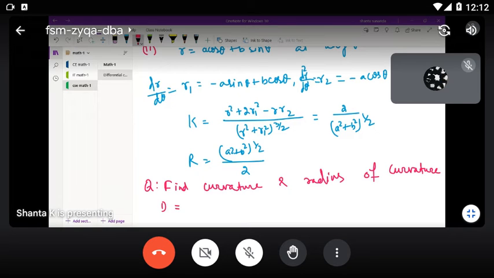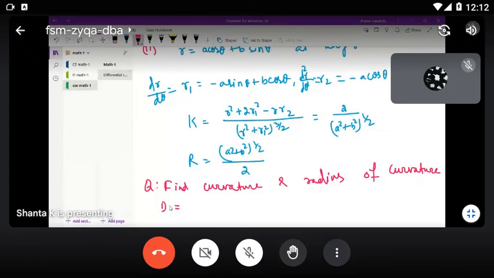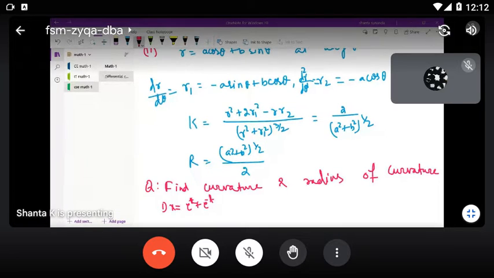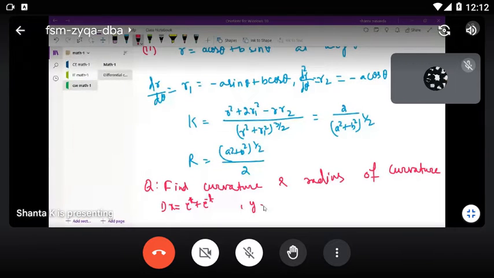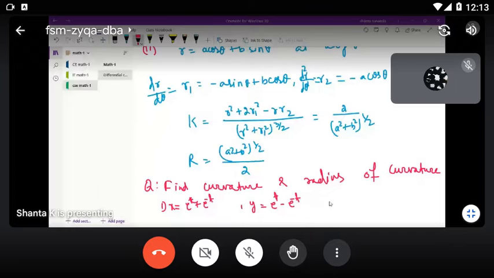Okay. So the first one, x equals e power t plus e power minus t. And y is the opposite, we will change the sign: e power t minus e power minus t. So now you find the curvature at t equals 0.